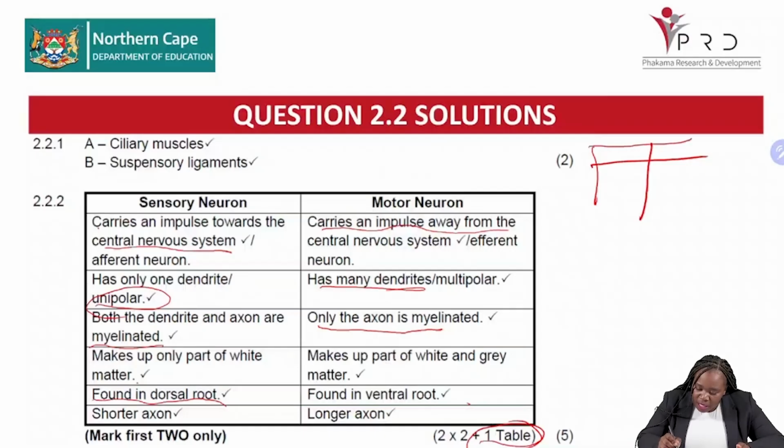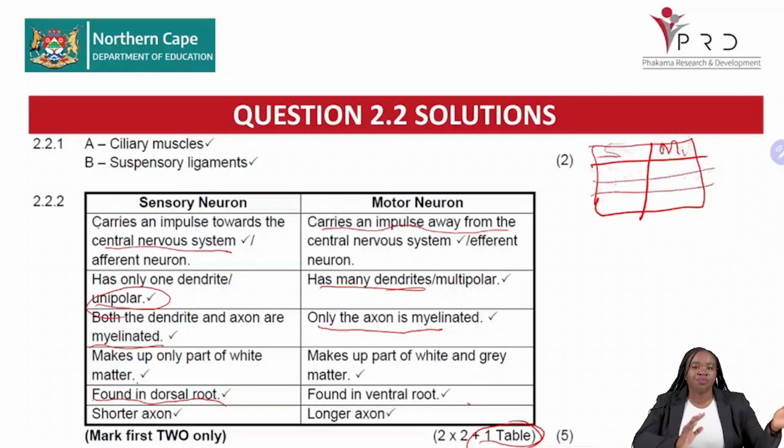Draw a proper table. Indicate that on this side we are talking about the sensory neuron, this side we are talking about the motor neuron, and then have each point shown specifically to show that here we are talking about the impulses, and on the other side as well the impulses. When we are talking about the dorsal root and the ventral root, it should be like that. The length of the axon on both sides should be indicated. So you do get that free mark for simply drawing a table.